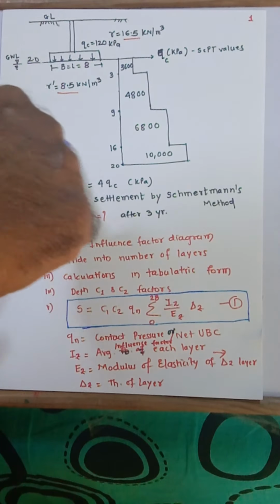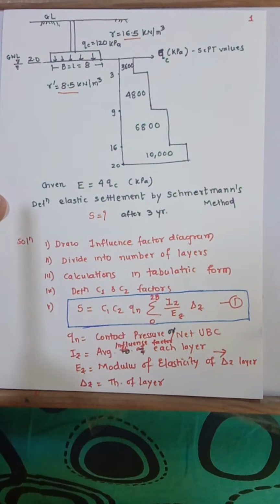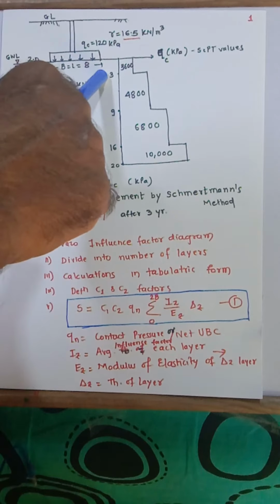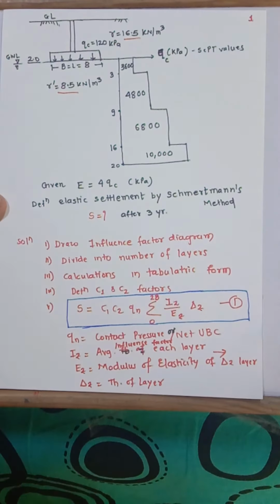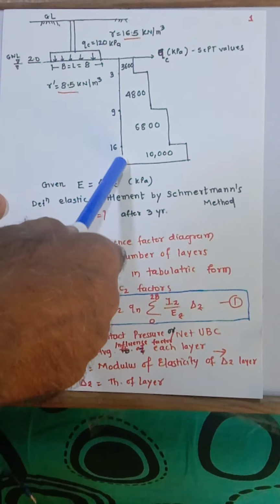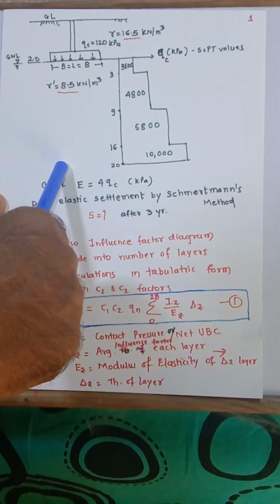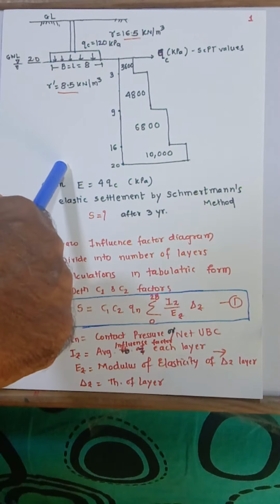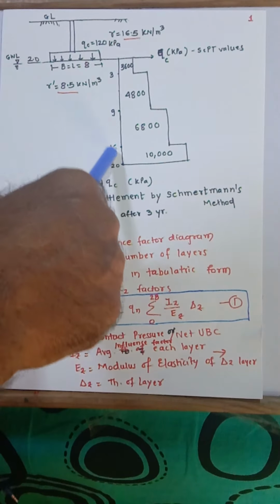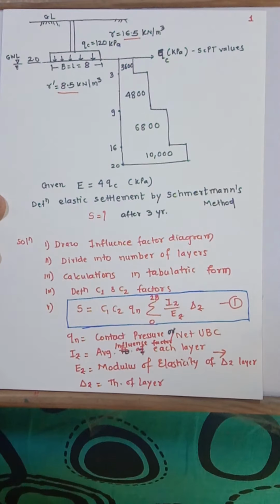This is especially a granular medium, and the footing is square and of a big size, let us say 8 meters. This stratum, though we say it is uniform, because of the increasing depth, the densification is there, and the E value also changes accordingly.